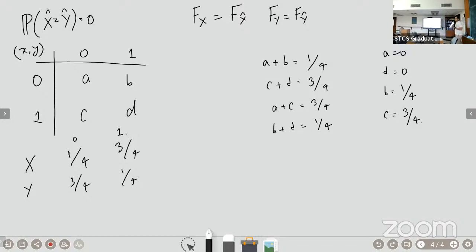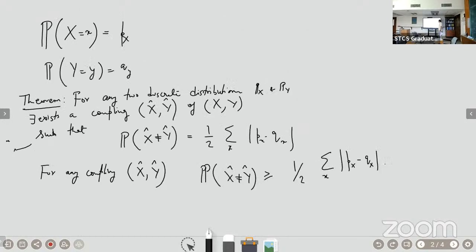So now people have a feeling for what a coupling really is. All we are doing is defining a joint distribution where the marginals match. What we are really interested in is the probability that x hat is not equal to y hat. So for all such couplings, what this theorem is telling you is that there is no way you can make it smaller than this quantity. Now, hopefully, one understands what this theorem really means.